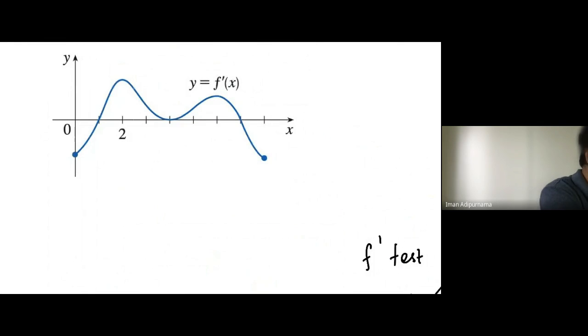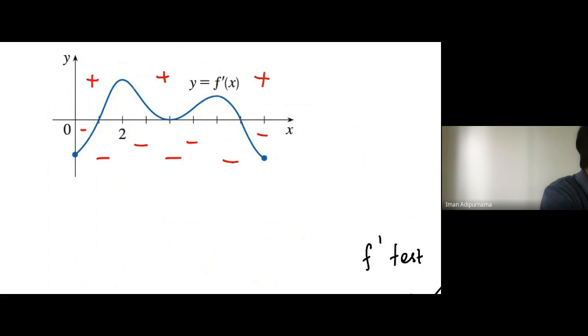Okay, so let's look at this graph. This is f prime. The blue one is f prime. So within this, this is positive, right? This is negative.